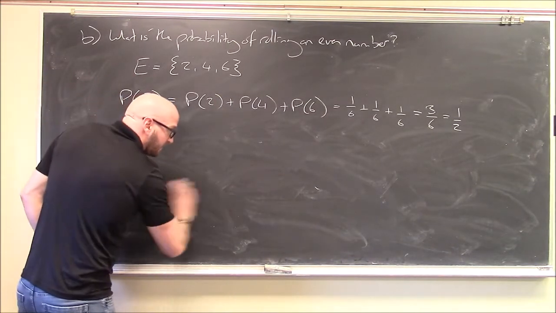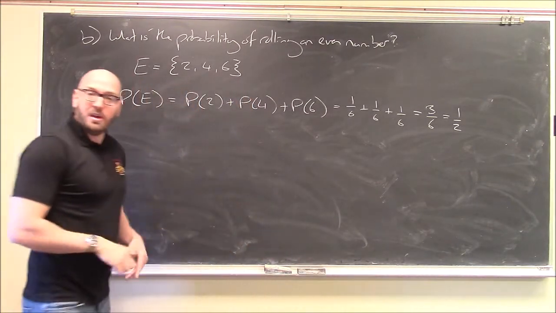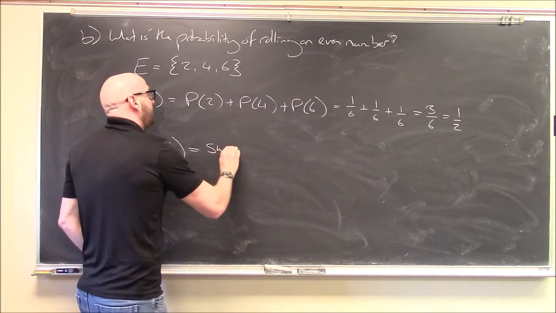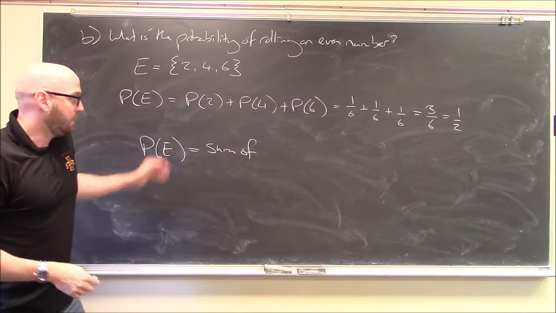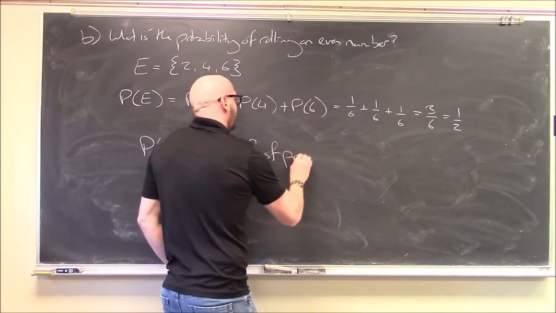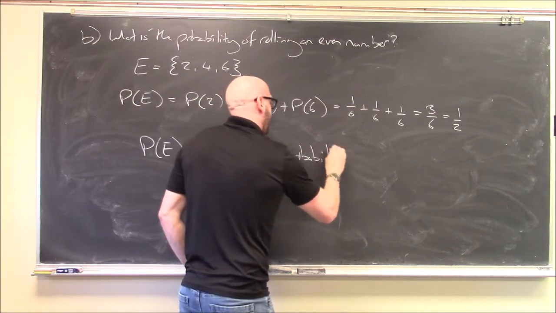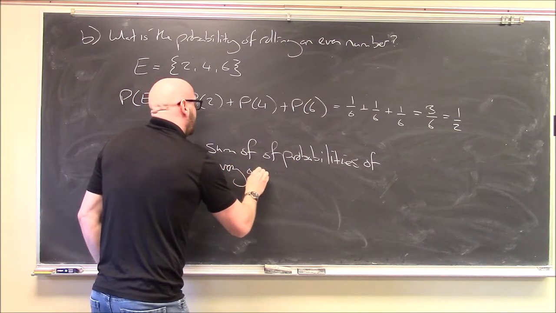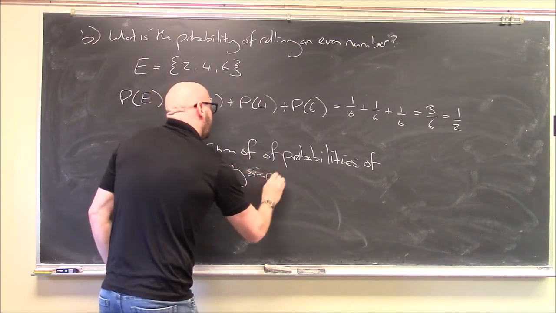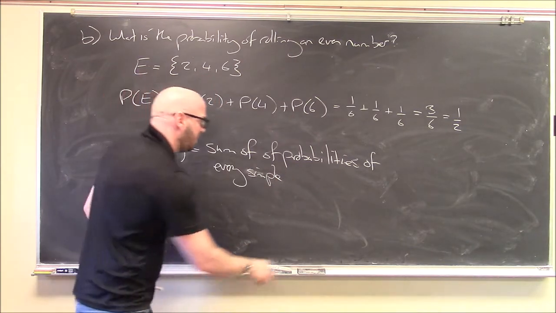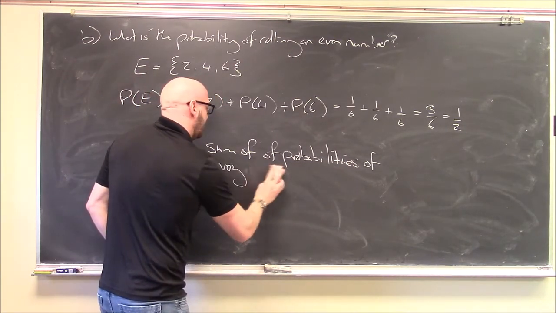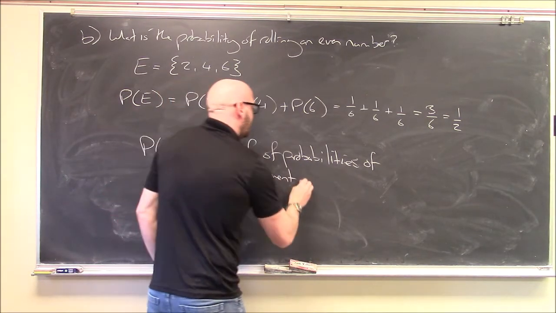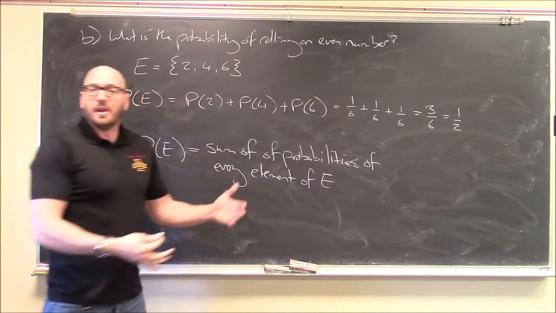So let's make a note of that, because this is one of the most basic facts to know about probabilities and probabilities of events: the probability of E, for any event, is the sum of the probabilities of every simple outcome. How about I just say the probabilities of every element of E? We'll use actual set terminology, every element of E. But every element of E is a simple outcome of the experiment.